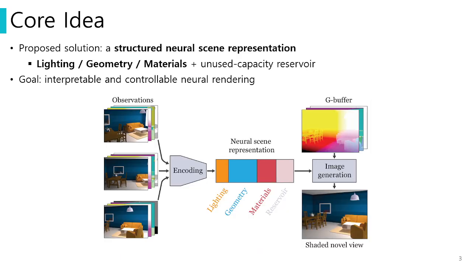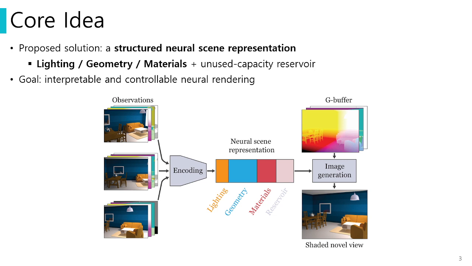To address this question, this paper proposes a structured neural scene representation. The idea is simple. Instead of putting all scene information into one mixed latent vector, the model separates the representation into meaningful parts. One part represents lighting, another represents geometry, and the third represents materials.